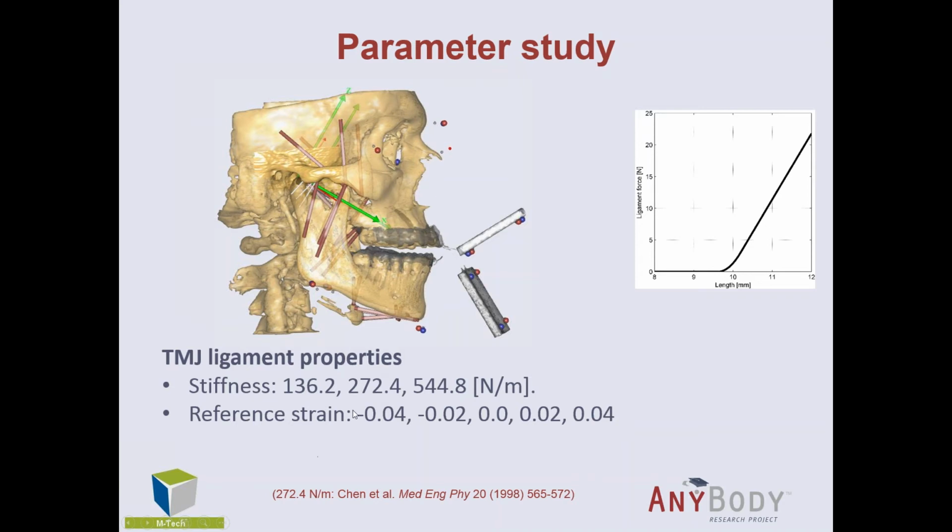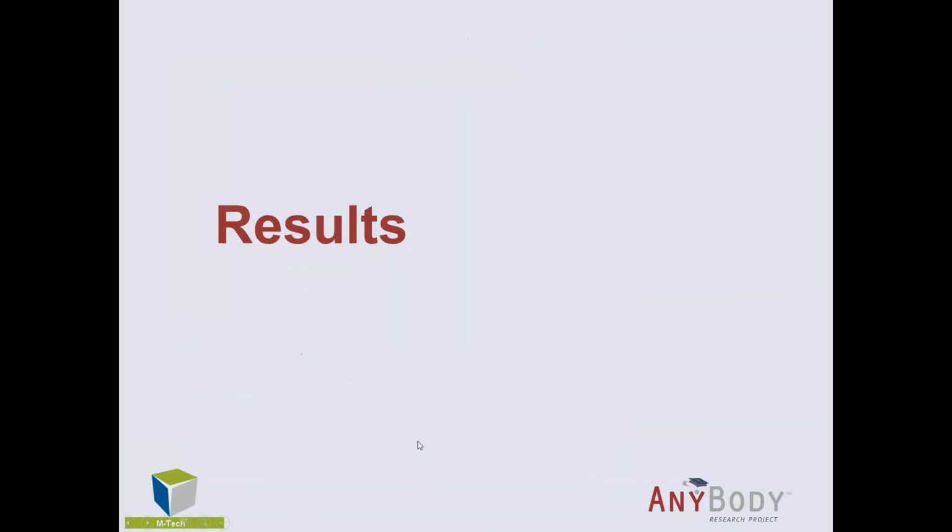And then we took half of it, and then we took 2 times that, as to have a range around what has been reported. And then for each stiffness value, we varied the strain, the reference strain, from -4% and up to 4%. So each combination, which in total gives 15 different combinations of stiffness and reference strain. And I'll report the mean and variation of this later on. So let's look at some results.